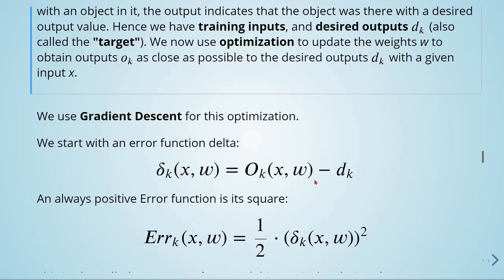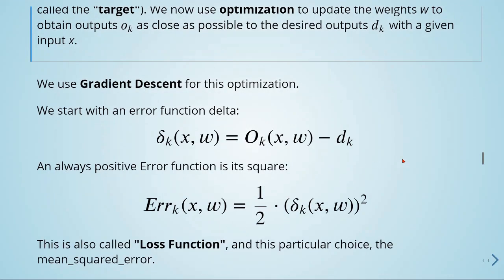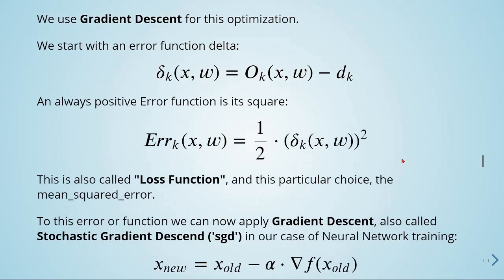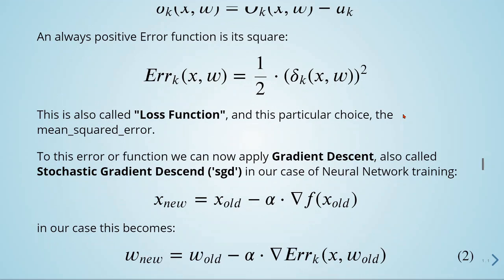So this is the output k minus the desired k. And for example, one always positive error function is its square. This is also called the loss function, and in this particular choice, it is the mean squared error. So to this error function, we can now apply gradient descent. It is also called stochastic gradient descent in our case of neural network training.